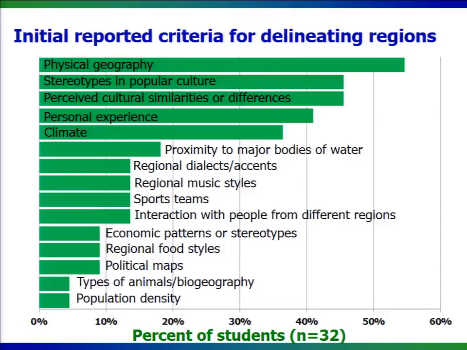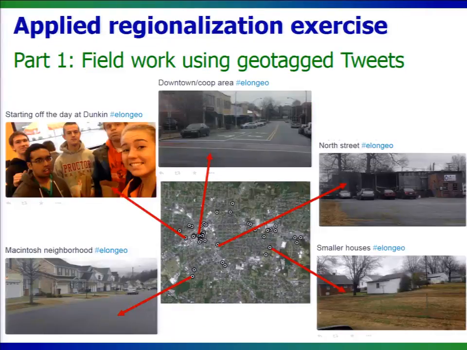Many of them use mountain ranges, things like that, stereotypes they know from TV, movies, things like that, some kind of perceived cultural differences, personal experiences, all the way down where some of the students were thinking about animals and biogeography. So a pretty good start, but wanted to go a little bit deeper in this idea.